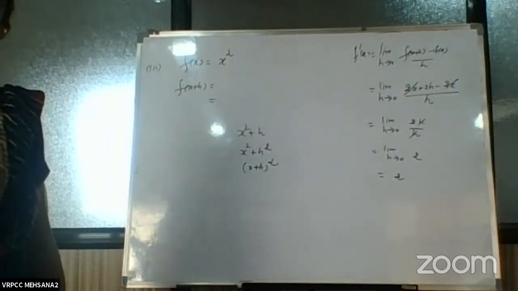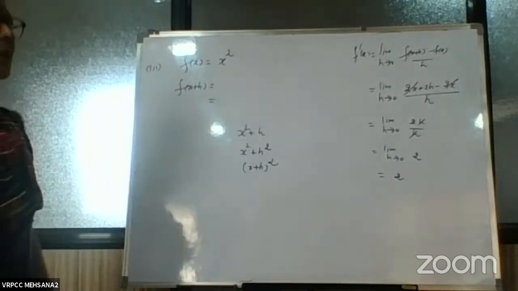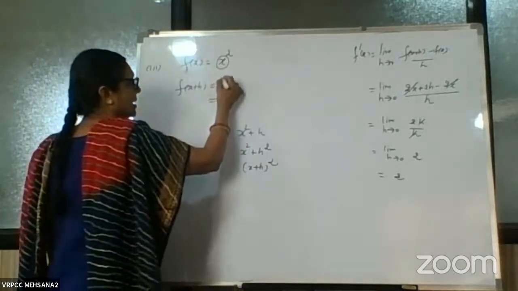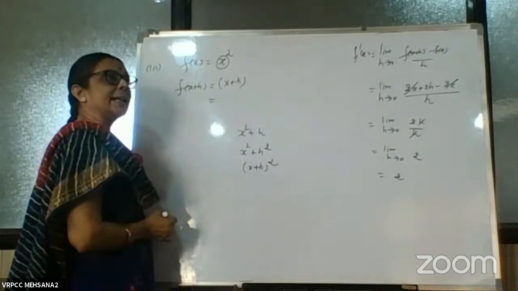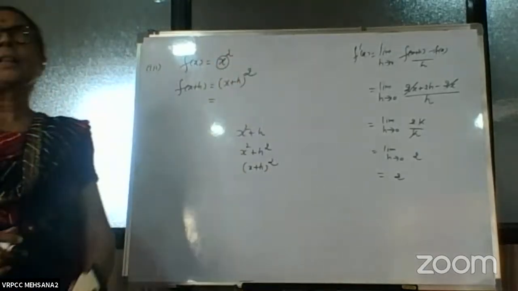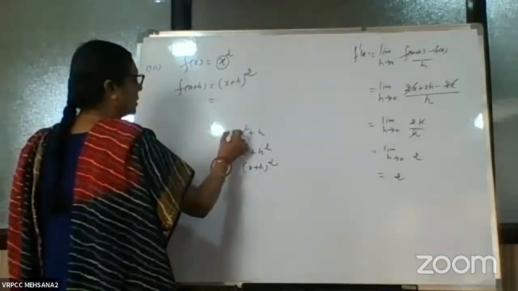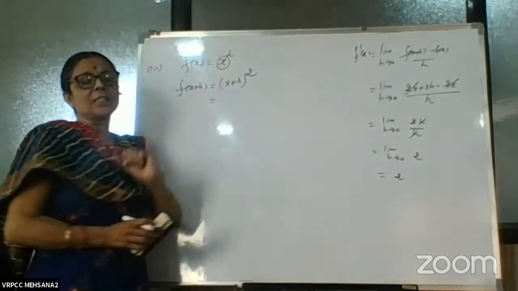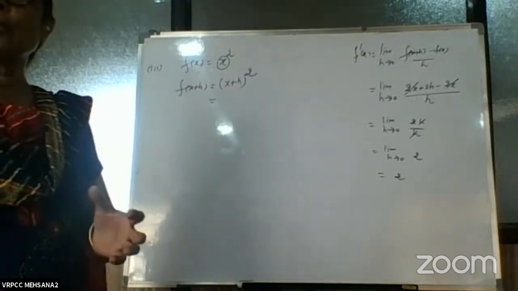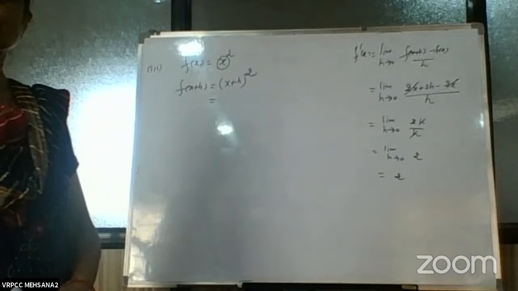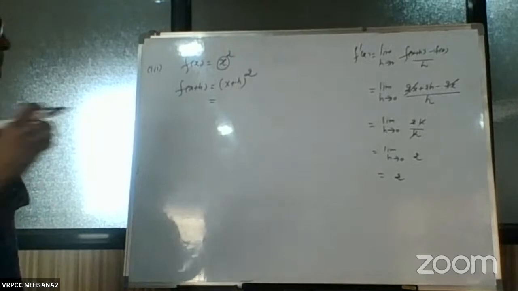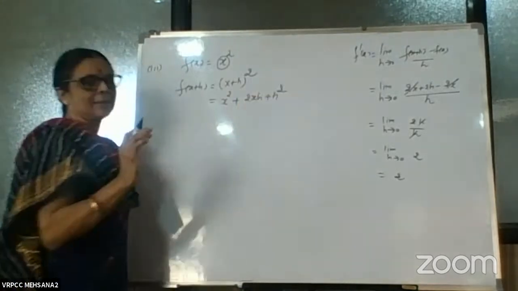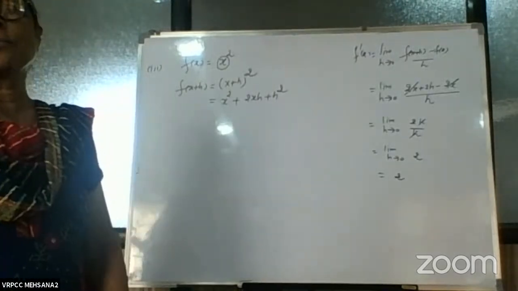Among these three results, only one is true. Here the function is x square. We have to put x plus h in place of x, and then degree 2: x plus h whole square. The other two are wrong. Now simplify this result. You know the formula of a plus b whole square. There are three terms: x square, middle term 2xh, plus h square. This is the simplification of x plus h whole square.